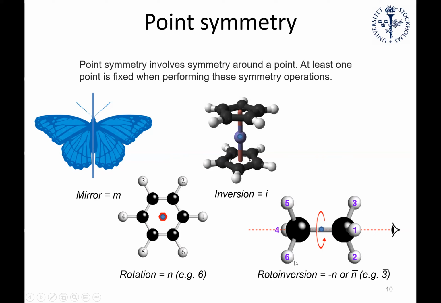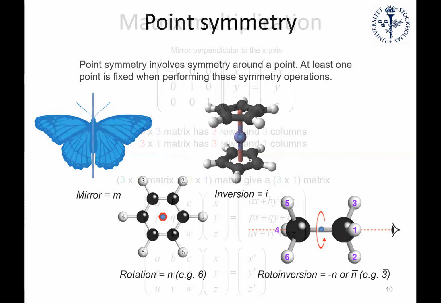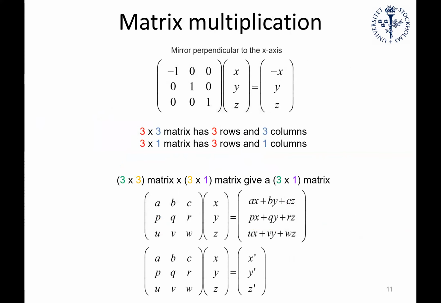With rotoinversion, it's a combination of rotation and inversion. And again, the point that you invert the structure around is the point that is unaffected. So again, all of these examples, mirrors, rotations, inversions, and rotoinversions, are examples of point symmetry. So let's go through these examples in more detail.